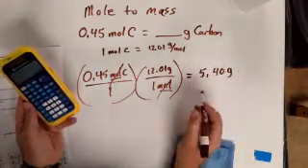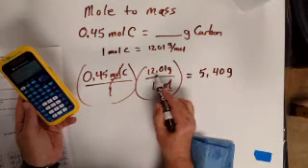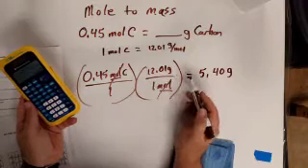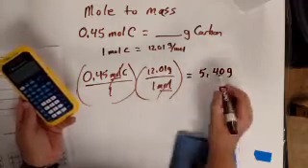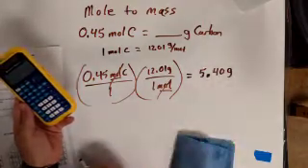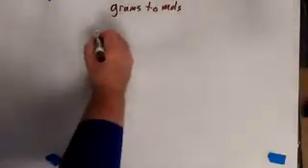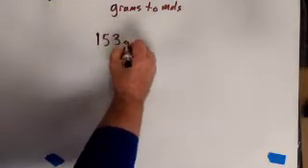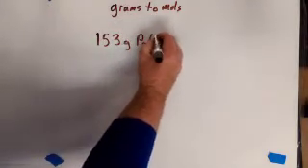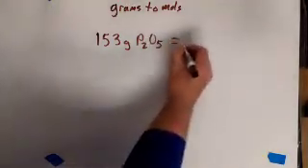Now, that makes sense because if 1 mole has a mass of 12, then half a mole would be about 6 grams. And so this is less than a half, so that makes sense. Story checks out. So if we want to do grams to moles, let's say we have 153 grams of phosphorus pentoxide, and we want to know how many moles that would be.